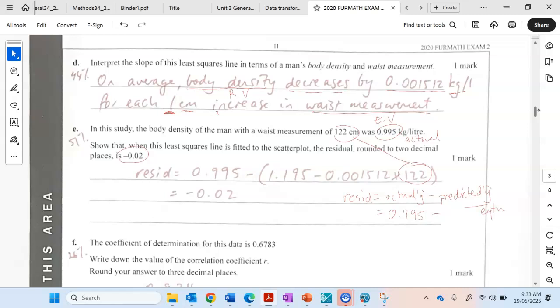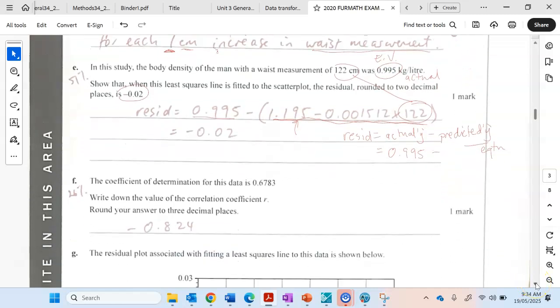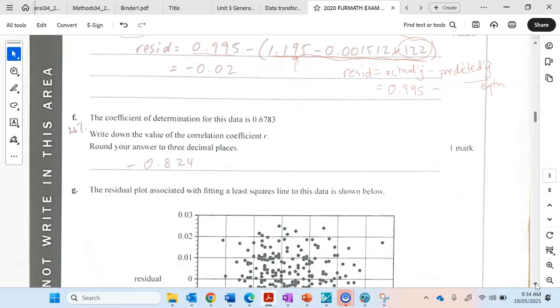Given that it is a show that question, you must show this actual y value and then the calculation for the predicted. Okay, so that must be shown, and then you get -0.02. You can't just write down what this comes to. You must show that substitution into the equation. So 51%, I would say, included students who did not write this substitution. They just did what it worked out to be. All right, and part F was not done well.